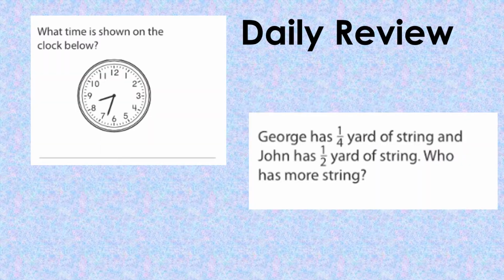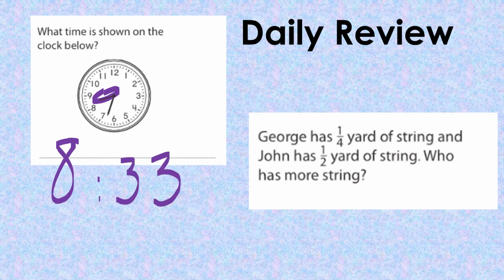We're going to go ahead and go over elapsed time if you missed it from this morning. So we first start off with our daily review, looking at the first clock. It asks what time is shown on the clock. So you should have already answered it, but if I'm looking at it, I see that my hour hand is in between the 8 and the 9, so that means it's 8 o'clock, and then 33, 8:33.